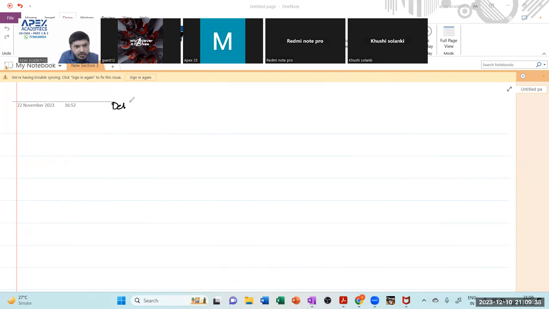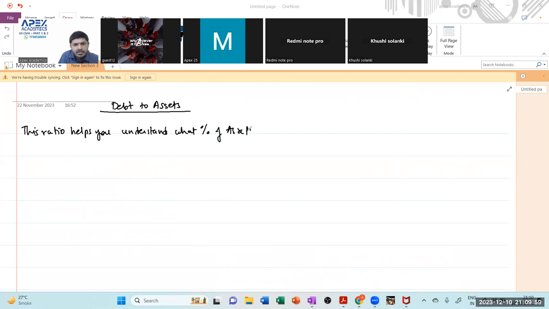Now, let's pay attention. There is a ratio called debt to assets. What is this ratio? Debt to assets. This ratio helps you understand what percentage of assets are financed by debts. Debts can be non-current liabilities and current liabilities.